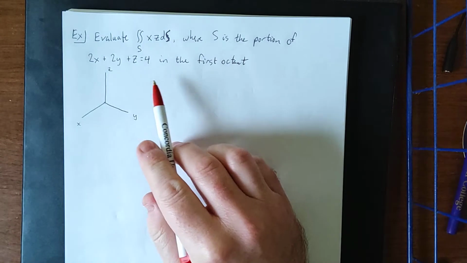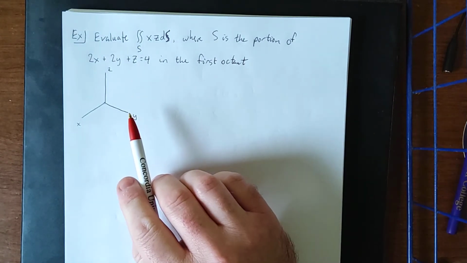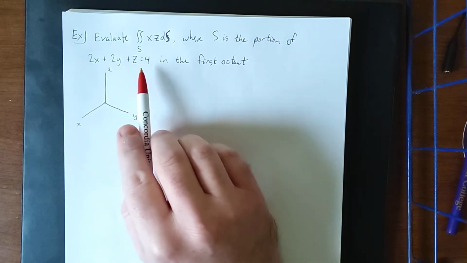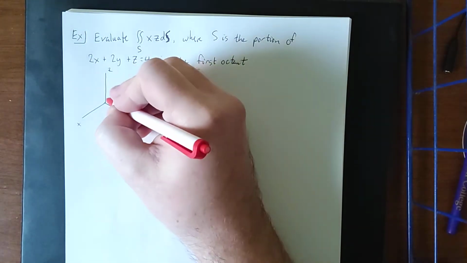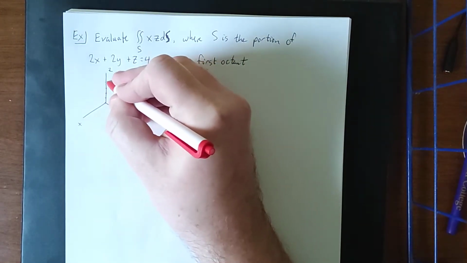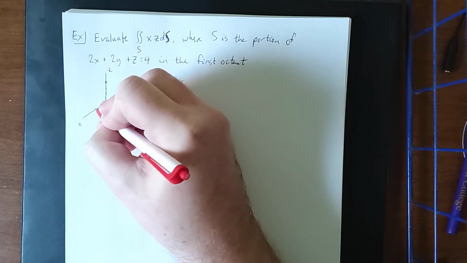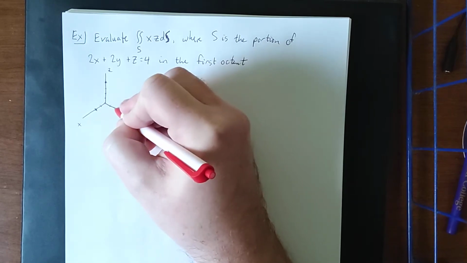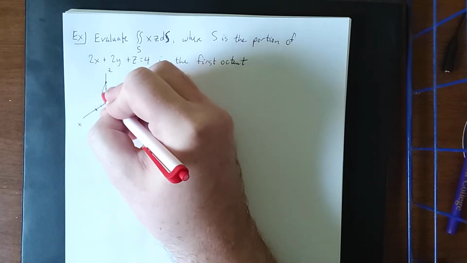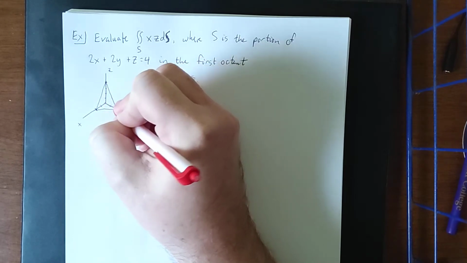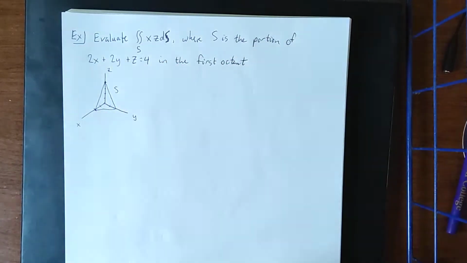Now the portion of this plane that lies in the first octant is going to be a triangle. We can figure it out by getting the intercepts for the given plane. The z-intercept is 4, the x-intercept is 2, and the y-intercept is 2. So we get this nice little isosceles triangle within the first octant, and that is our surface S.